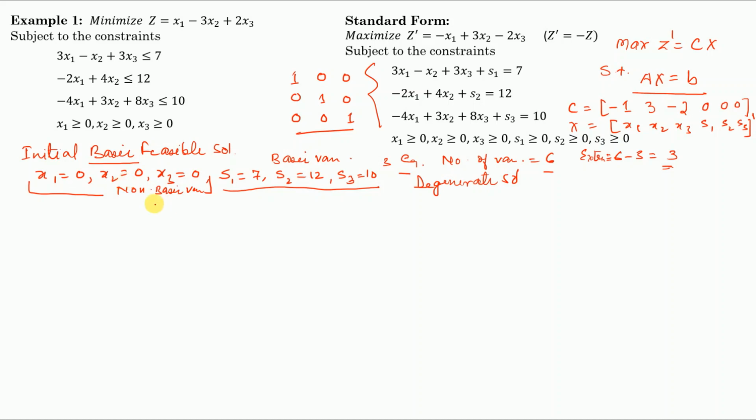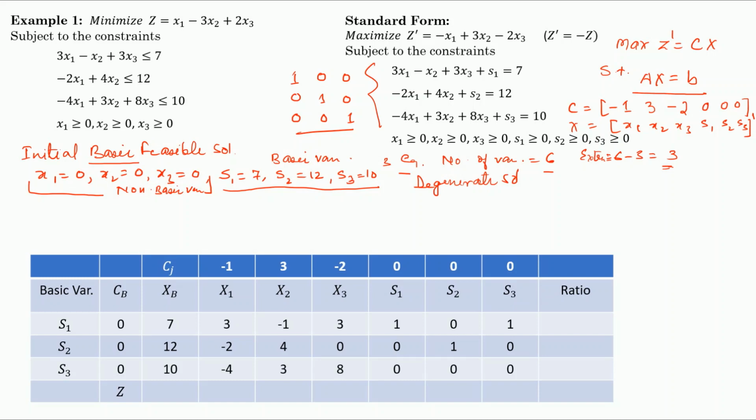Another corner means this solution will be updated. Now, one variable from basic variables will move into the non-basic, and one variable from non-basic will move to basic variables. In this way, this set of non-basic variables will be updated and will move to another corner. So for this, how can we do? We create a simplex table. Now look at the form of the simplex table. Now look at this, these are non-basic variables, these are basic variables.